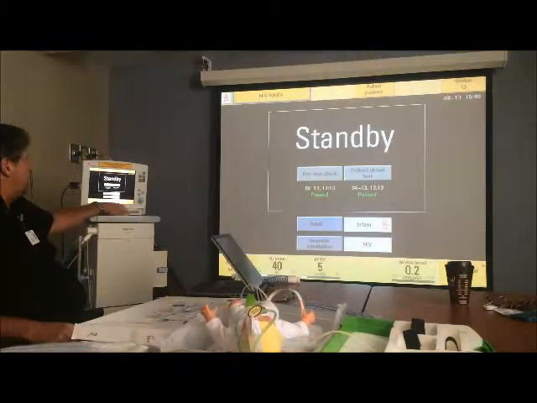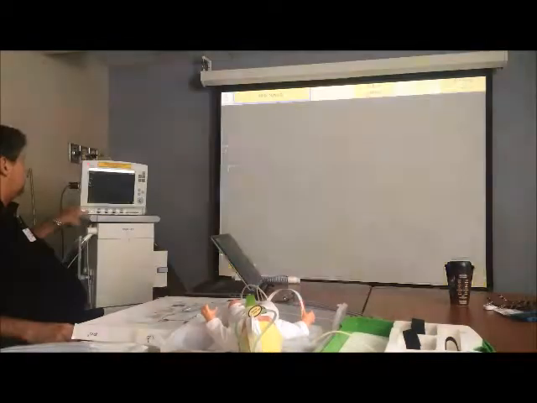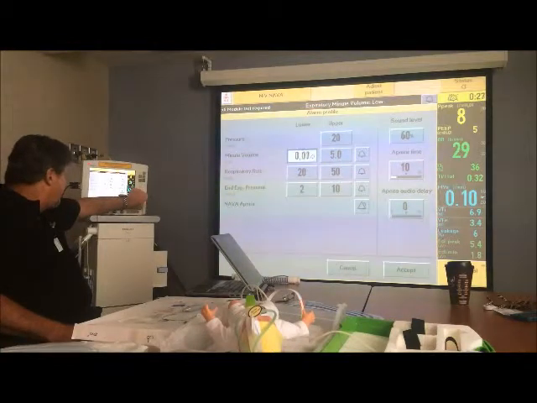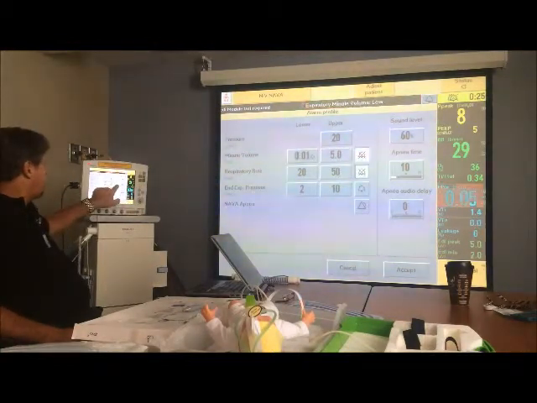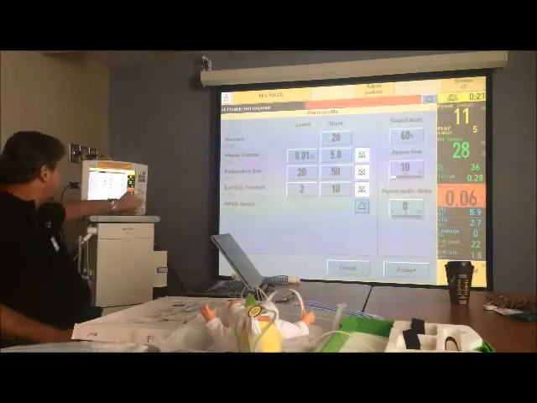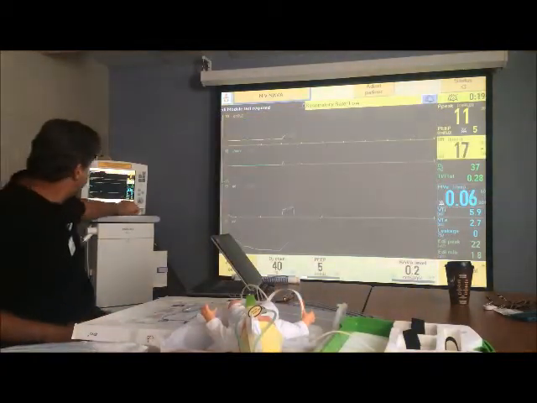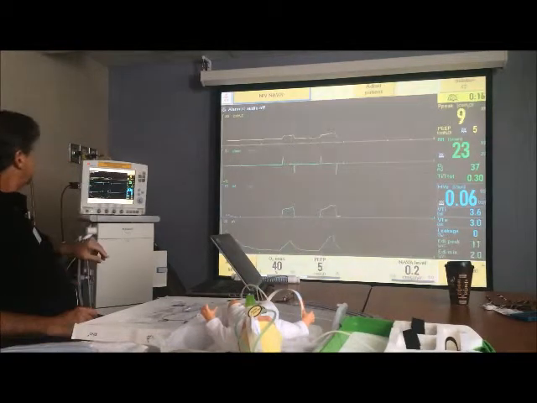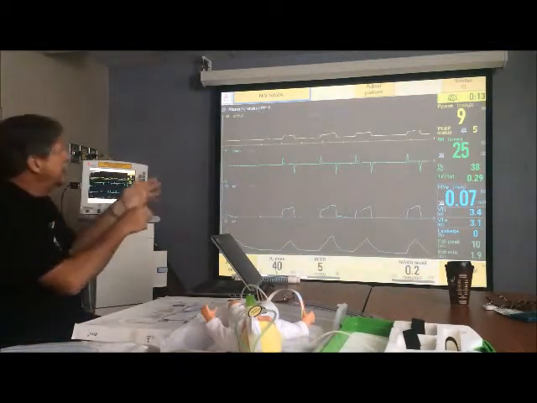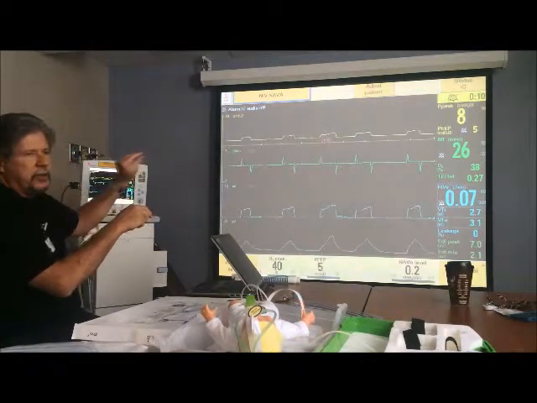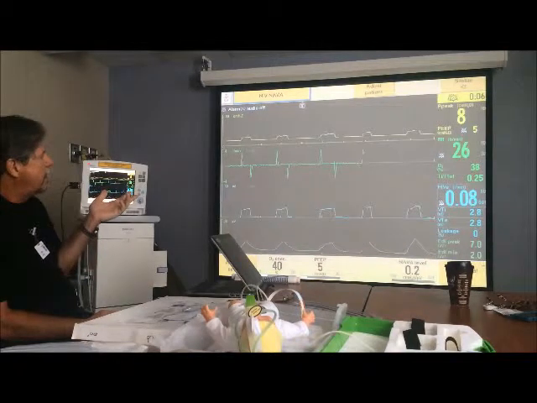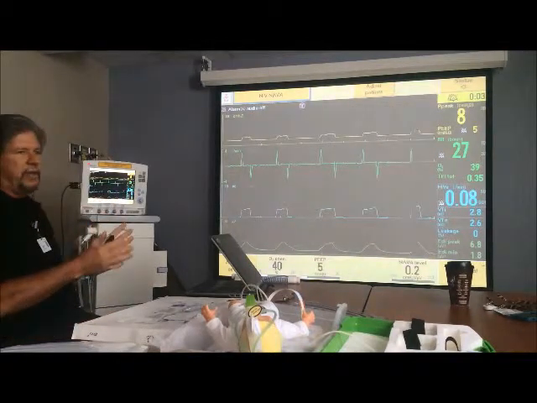So then when you accept it, now when you go to this mode, you might have to turn your alarms off. So here, there's the EDI. He's getting a little bit of support. See how little the pressure wave is? He's just getting a little bit of support, but now he has a period of apnea.